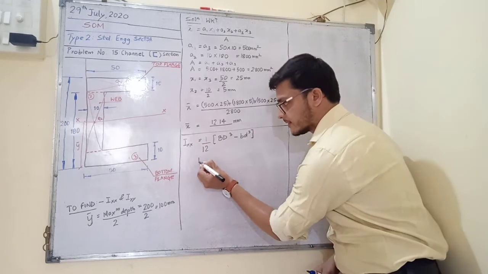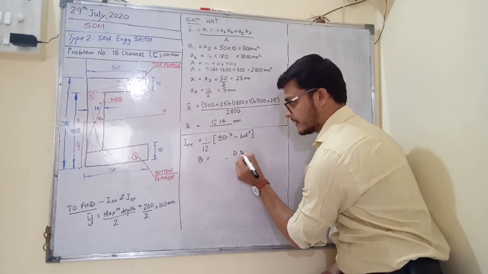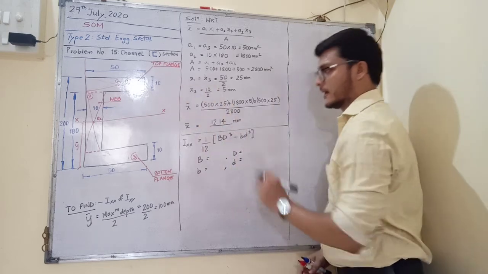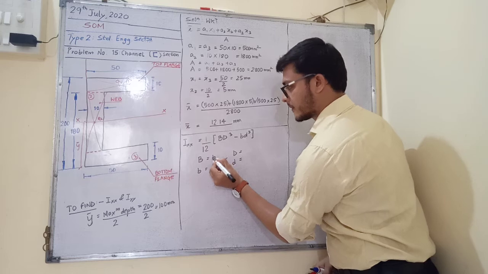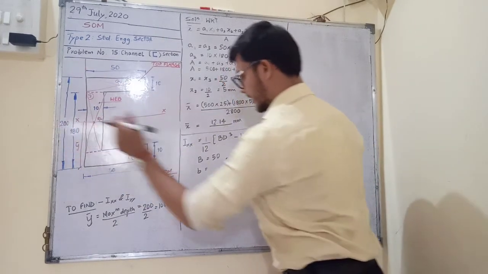So now I'll find the values of capital B, capital D, small b, and small d from this figure. Capital B will be the complete width, which is 50. Capital D will be the overall depth, which is 200.